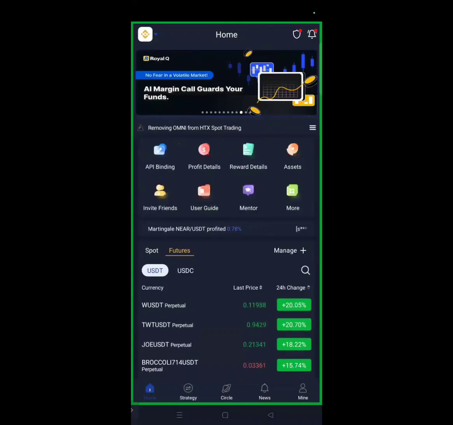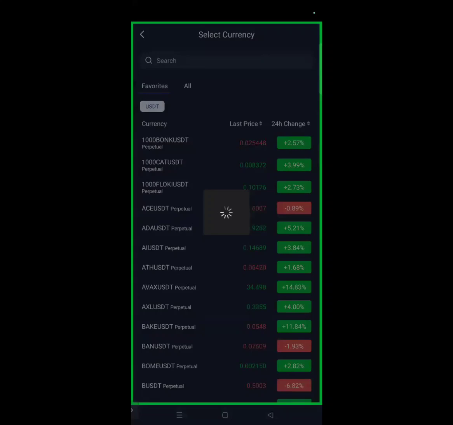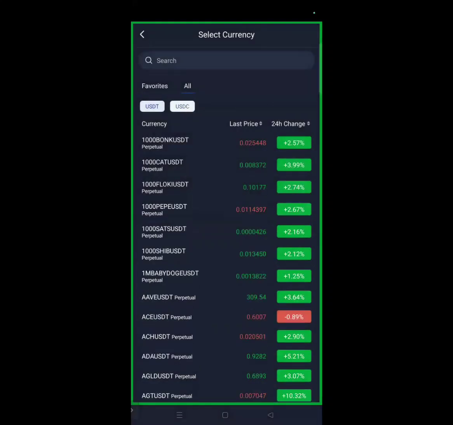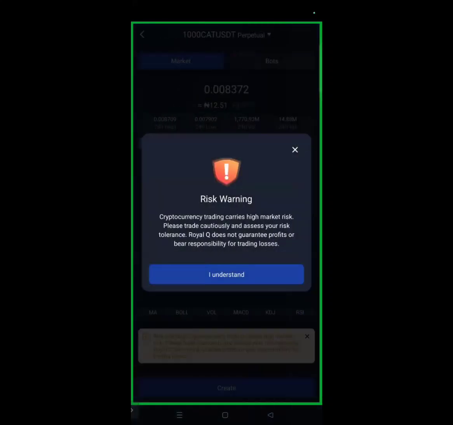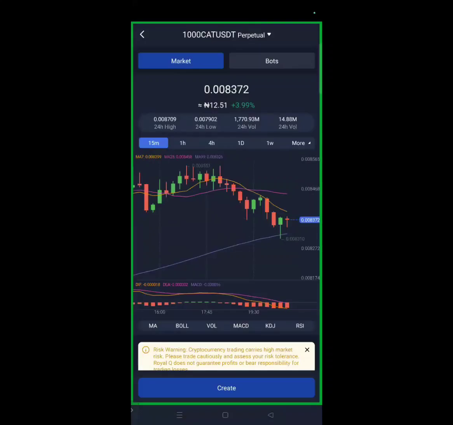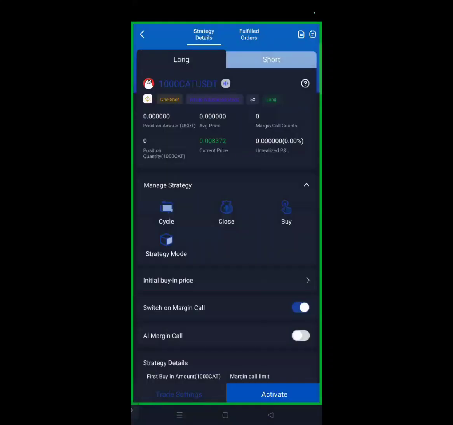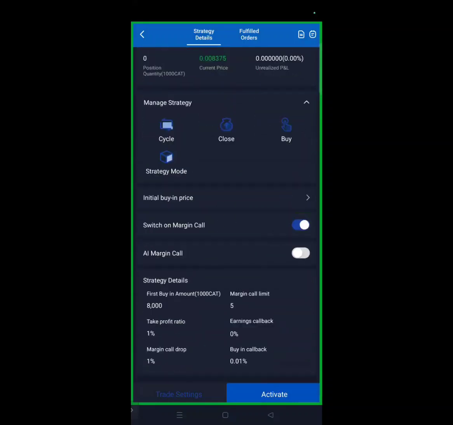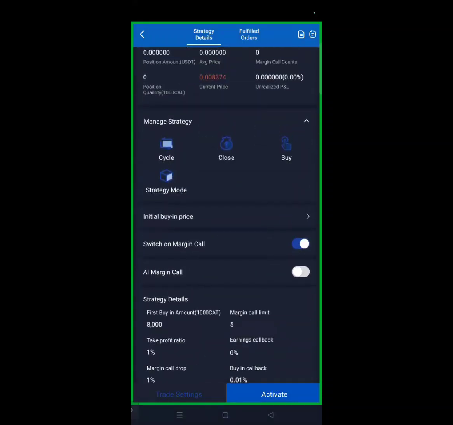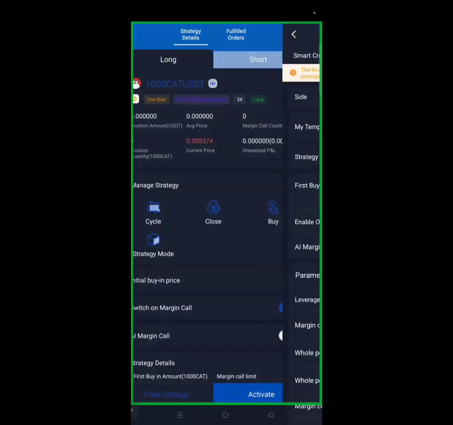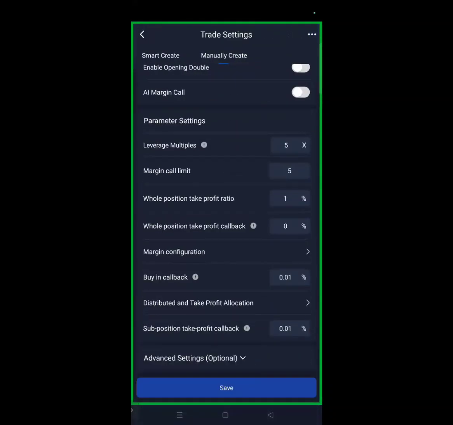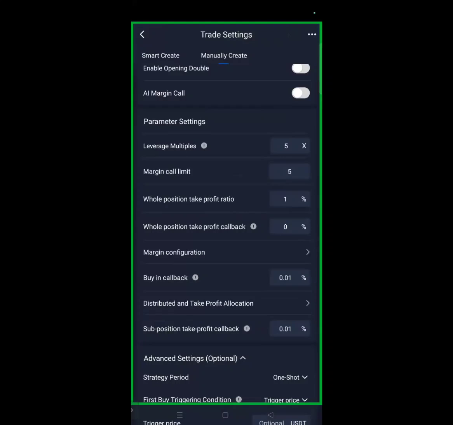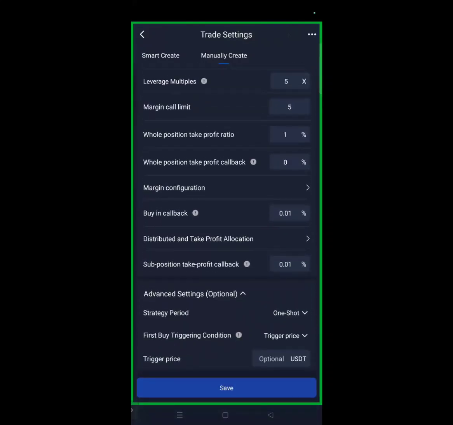Floki something something. I can't remember the name, but it's Floki something something. So you go here, you just tap on any trade. Okay, click on create. All right, you click on create, and you go for trade settings, advanced. Obviously, you must have loaded your trade settings now.